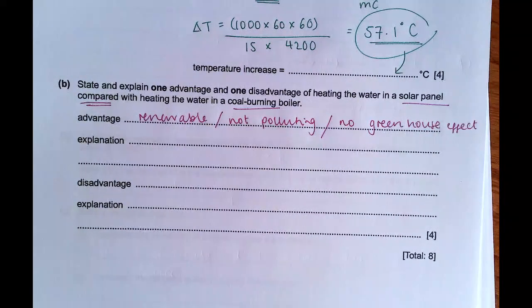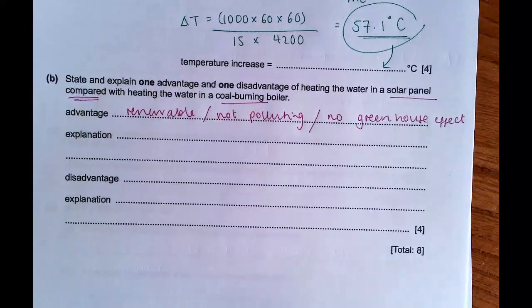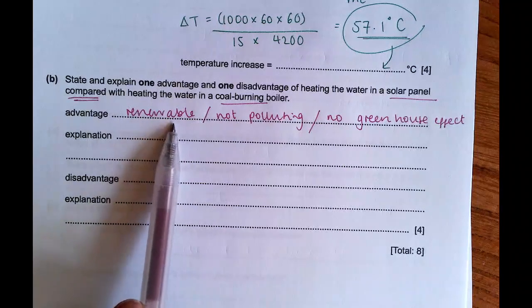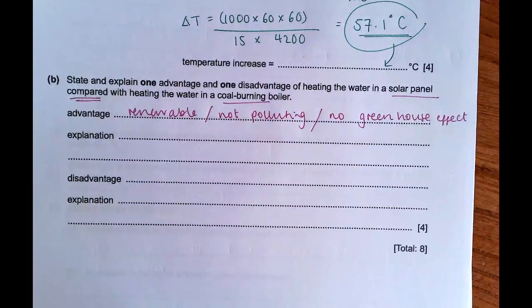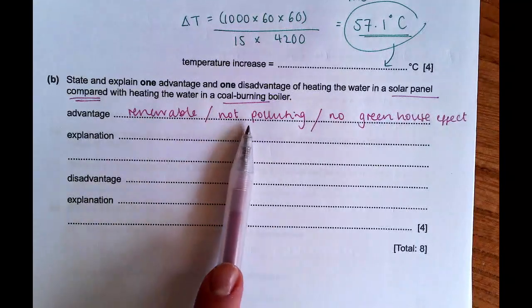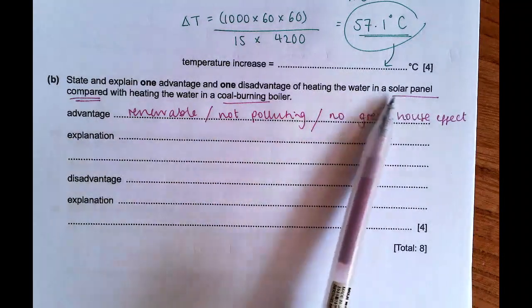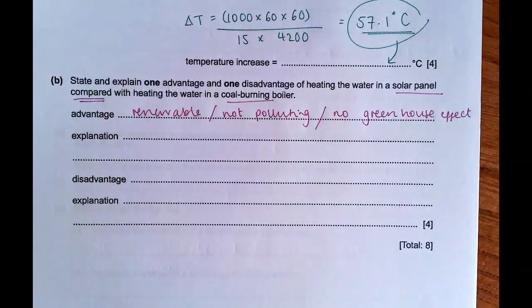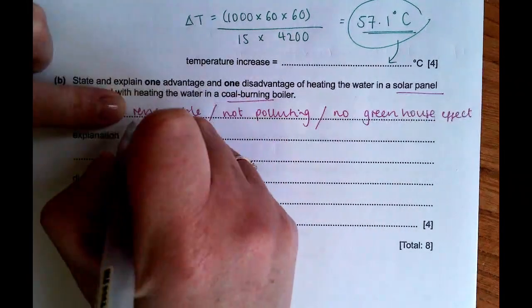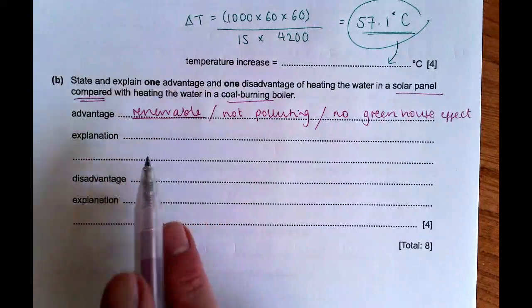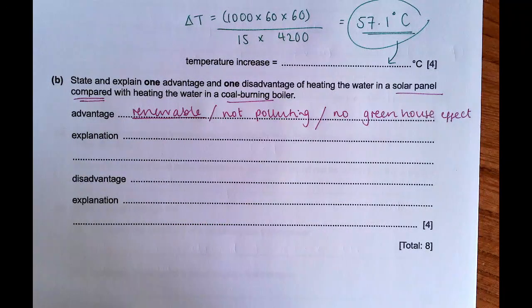And obviously the explanation there is either going to be coal is a non-renewable source, whereas the sun won't run out, not polluting because solar panels do not produce carbon emissions, which coal power stations do, no greenhouse effect because no gases are given off. So the one I'm going to explain is the renewable one and how to write that, because it's quite easy to explain this one. You just say a coal power station emits greenhouse gases such as carbon dioxide, whereas a solar panel does not.